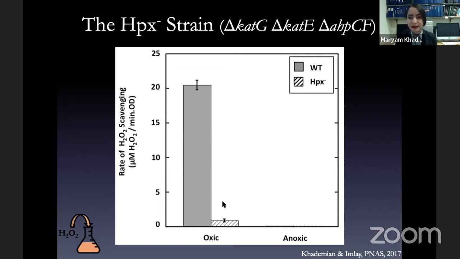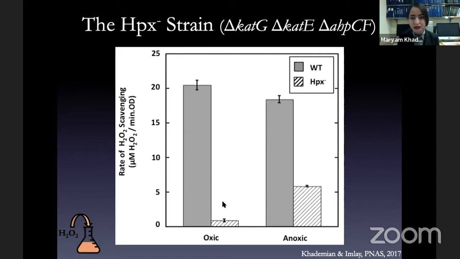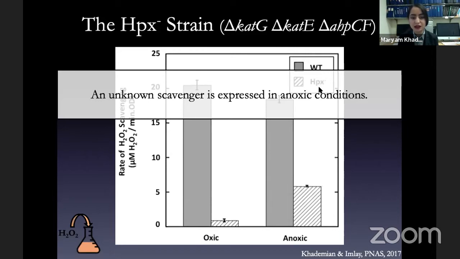If I grow the cells in that condition and repeat the same experiment, the wild type strain still seems to be expressing all these enzymes, and it can still degrade a lot of hydrogen peroxide. But our unexpected observation was that the HPX- strain showed a high degree of peroxide scavenging in these conditions. I want you to note that this strain does not have these 3 enzymes. So this means that there is an unknown scavenger that's expressed in anoxic conditions.